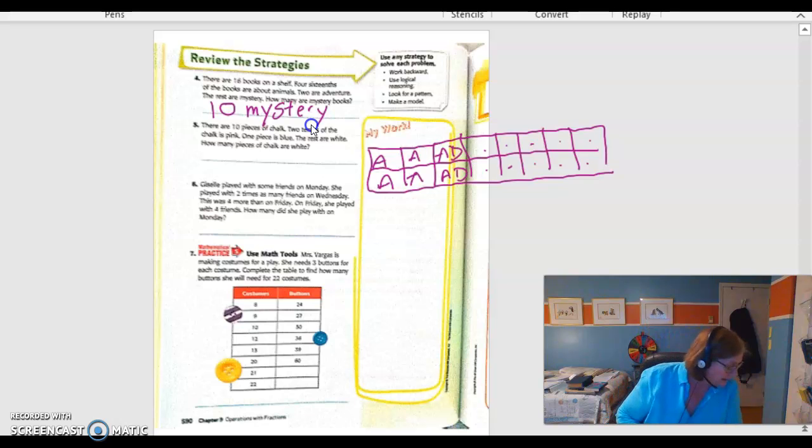Okay, next we have 10 pieces of chalk. 2/10 of the chalk is pink. 1 piece is blue. That would be 3/10. The rest are white. How many pieces of chalk are white? So 2/10 plus 1 more, 2 out of 10 is pink. 1 more is 3 out of 10. So 3 plus what is 10? 7. So your answer for that would be 7/10. Or how many pieces? It's 7 pieces.